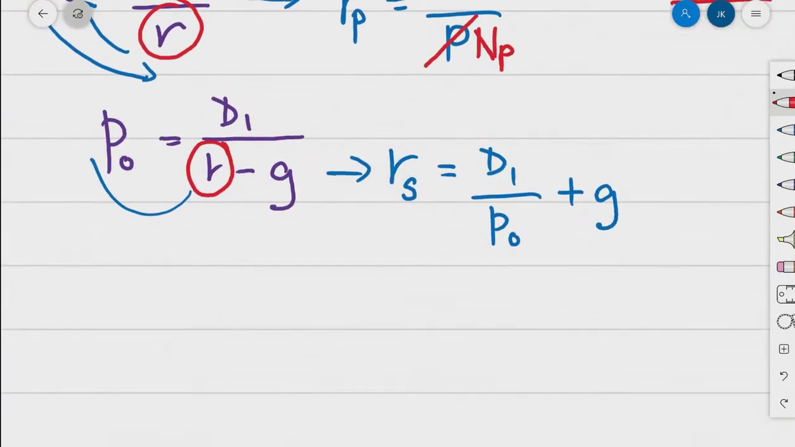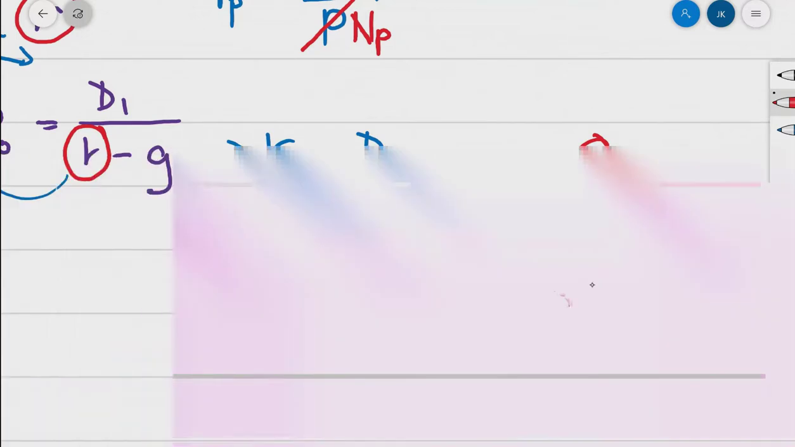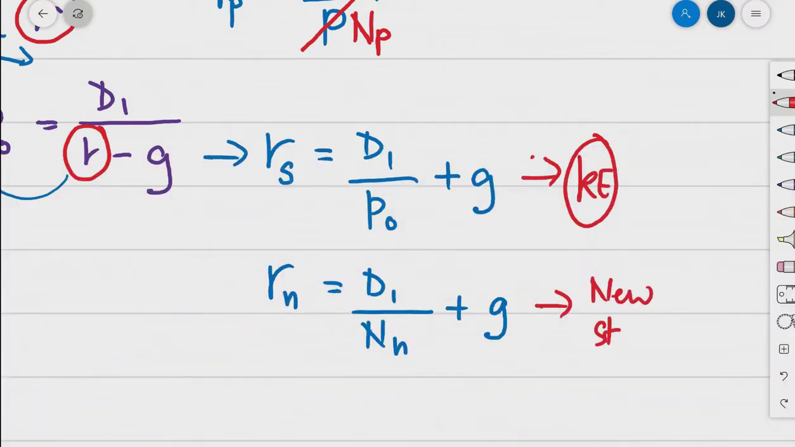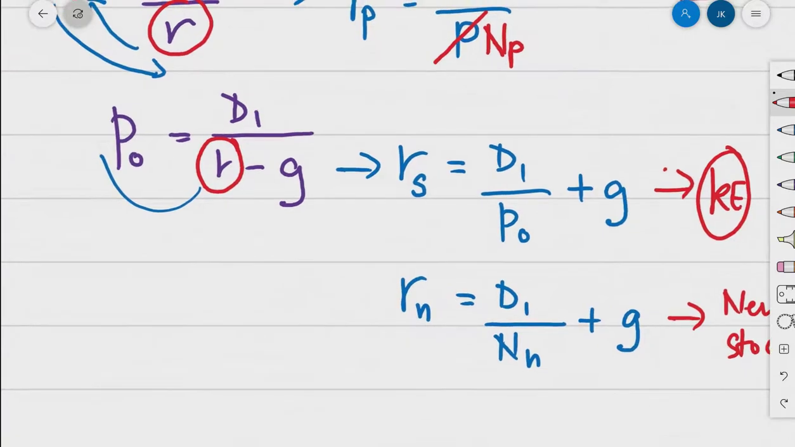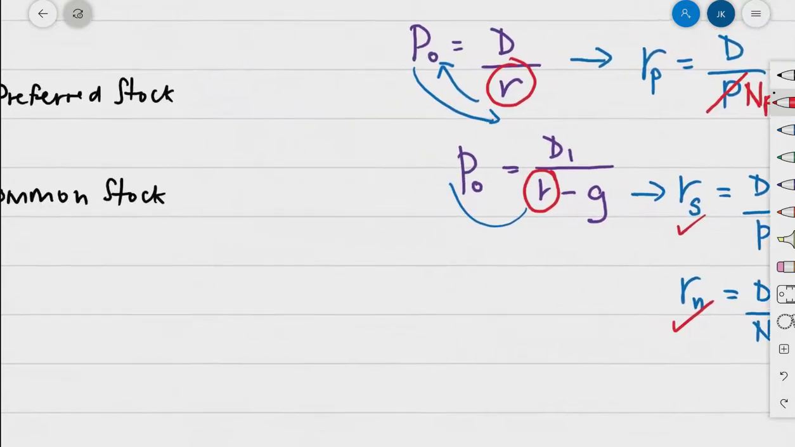The same goes here, but it depends. If we are using retained earnings, then of course we can use this formula. But if it is not retained earnings and we are issuing new stock, then we have to make some adjustment. In that case, it shouldn't be P0 anymore. It should be the net proceeds from the new stock. So this is only for new stock. If you understand this concept, then we can just bring these two formulas into here.